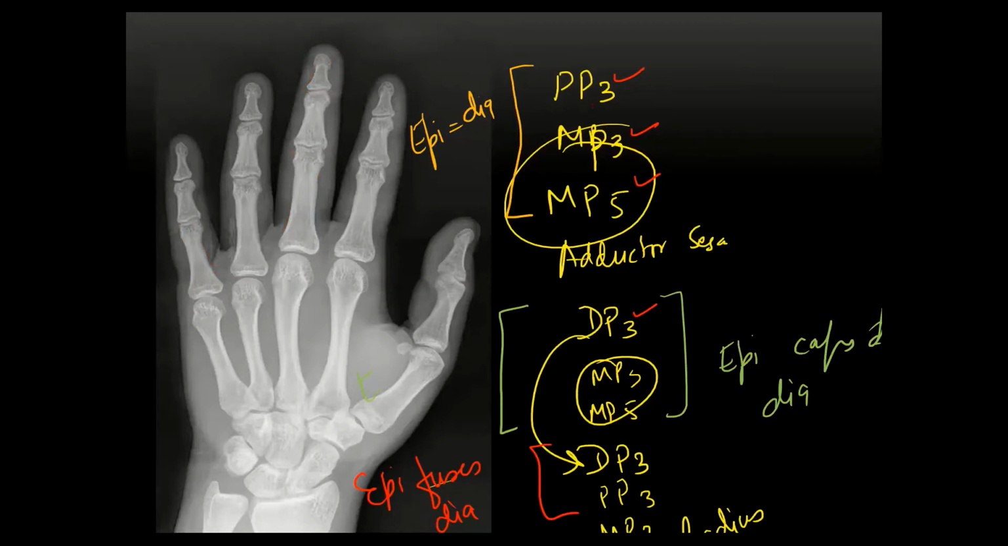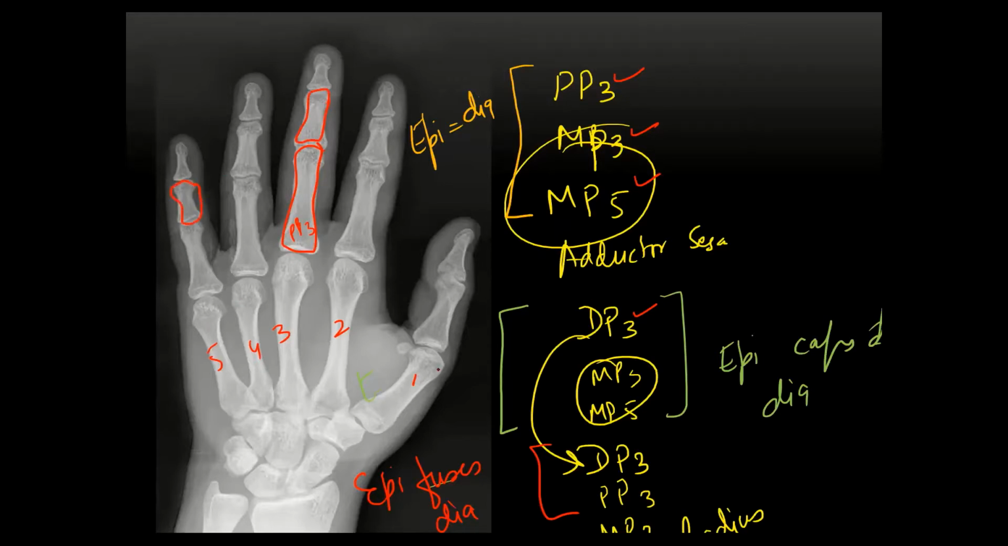What is PP3? PP3 is the proximal phalanx of the third finger. There are three phalanges: proximal, middle, and distal. So this is the proximal phalanx of the third finger, PP3. That is MP3, the middle phalanx of the third finger. Then MP5 is the middle phalanx of the fifth finger.